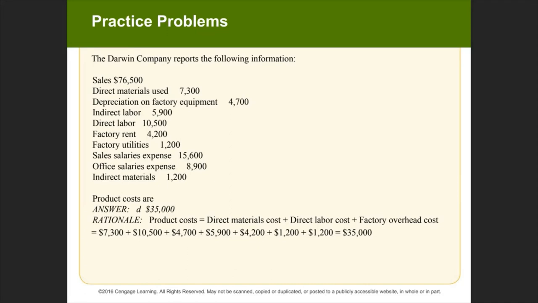So product cost is direct materials cost. This is our direct materials used, direct materials cost, 7,300, sorry. And then direct labor is this 10,500. And so then we just need to figure out what our factory overhead cost is.